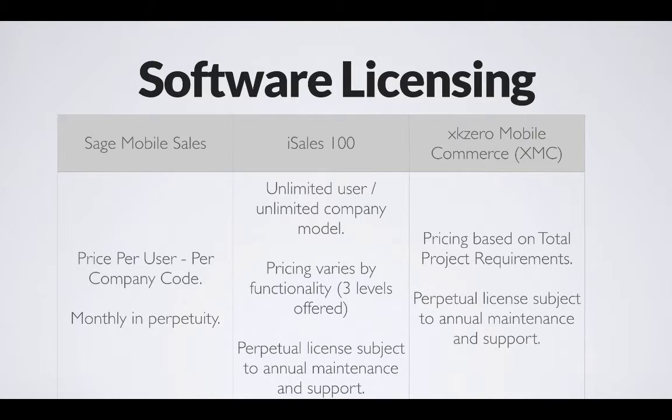What we have with iSales is pricing that varies by the level of functionality. We offer 3 different levels of functionality, from an inquiry-only level to a transactional-based level, then to every feature that we have in the system available. And that's sold on a perpetual license, meaning that you buy it, and it's subject to an annual maintenance and support fee.